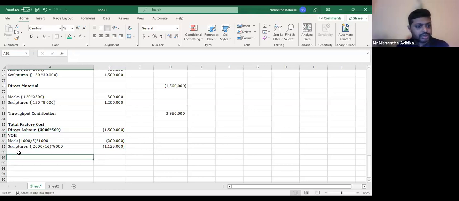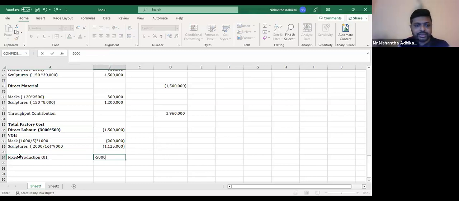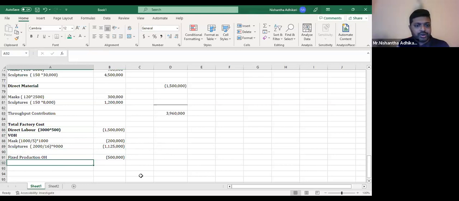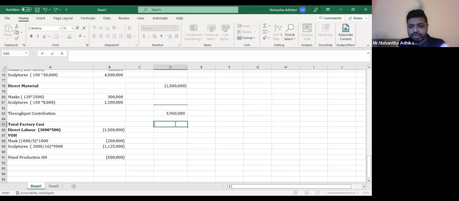Then, in addition, there's a fixed production overhead of 500,000. Altogether, you will consider it as total factory cost. Total factory cost, all cost to be considered, 3,325,000.